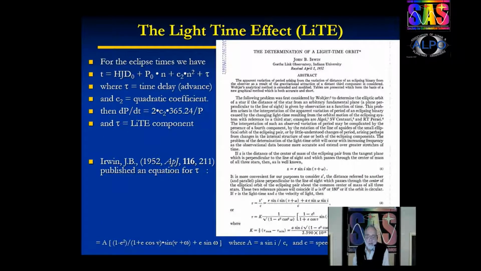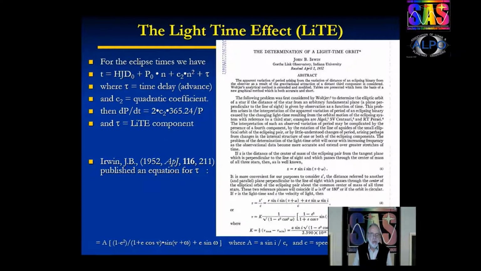And this guy, John Irwin, from Indiana University, back in 1952, published all the equations that we can use. Okay, if you're good at mathematics, you could derive these. I haven't actually gotten around to doing that, but it's not that difficult. It's just using the orbital equations.